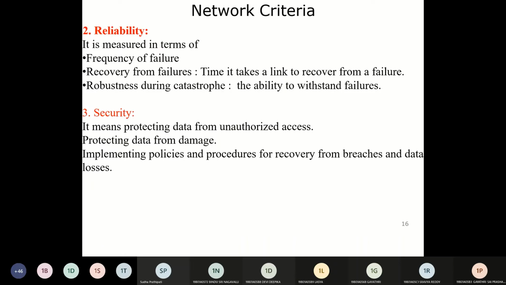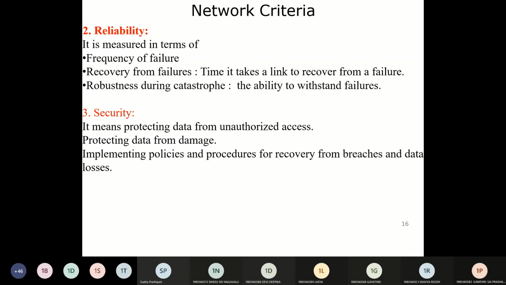So a network must be able to meet the performance requirement. And the next criteria for the network is reliability. So reliability is, we all know, how good it is in odd situations, whether it is working fine in certain odd conditions. That is reliability. So it is measured in terms of frequency of failures.